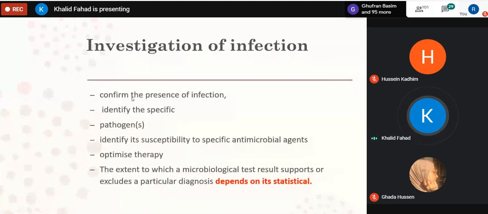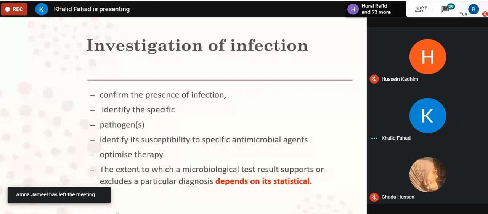So you should confirm the organism and identify its specific pathogen. For example, staphylococci, which have many strains, for example, Staphylococcus aureus, Staphylococcus epidermidis. And we have to know the susceptibility so that we can treat the patient with optimized therapy. And the finding of this organism will mirror the clinical picture of the patient.